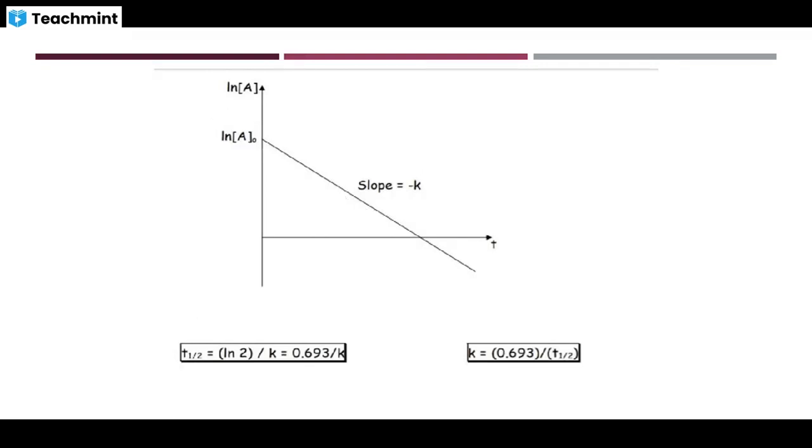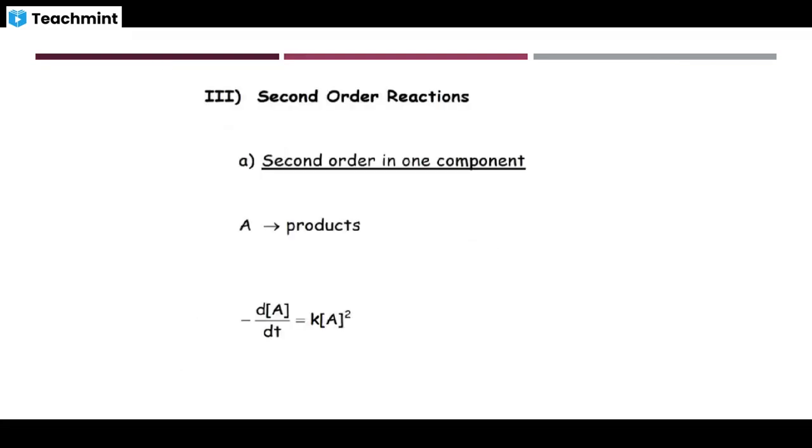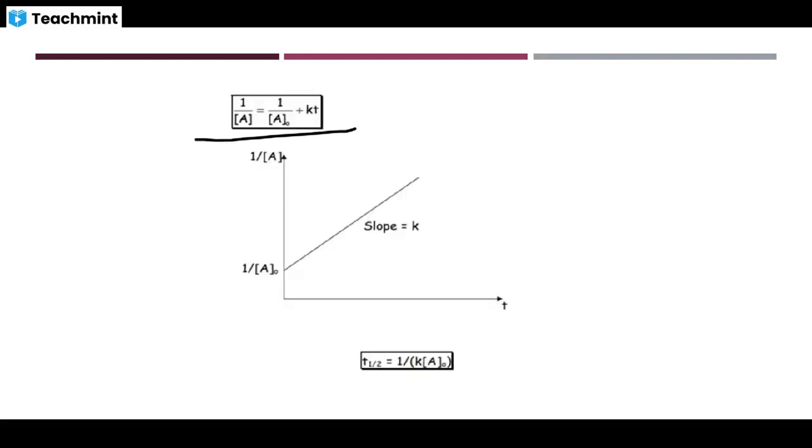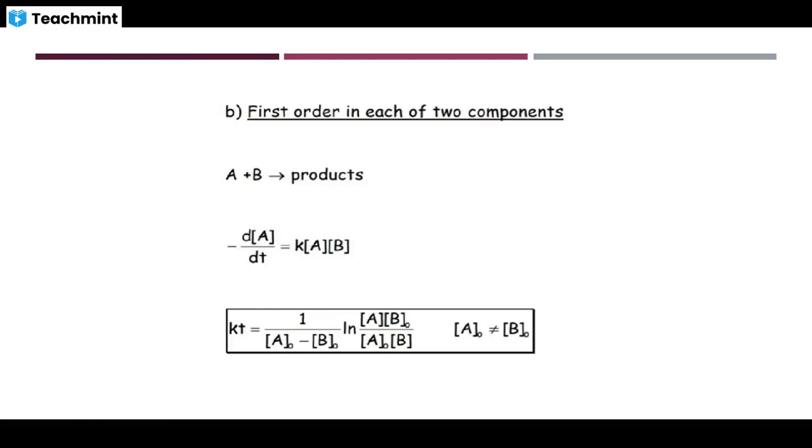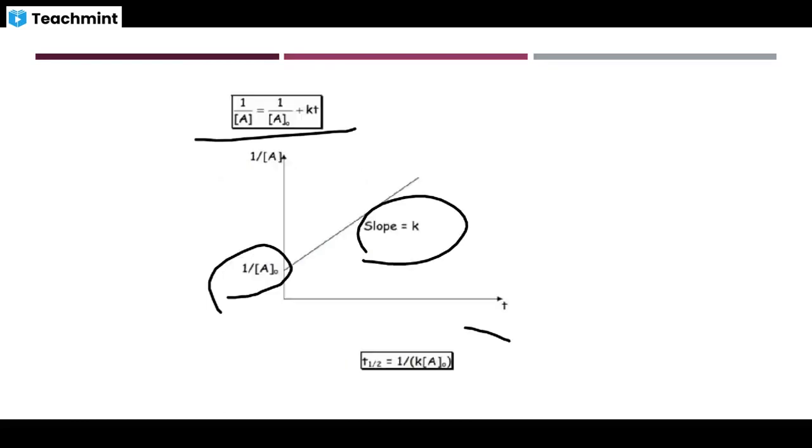So for second order reaction, the rate becomes k A square. If you solve the equation, you get the answer. The slope here is positive, and the intercept is 1 by A naught. So like that, you can derive t half equal to 1 by k A naught.